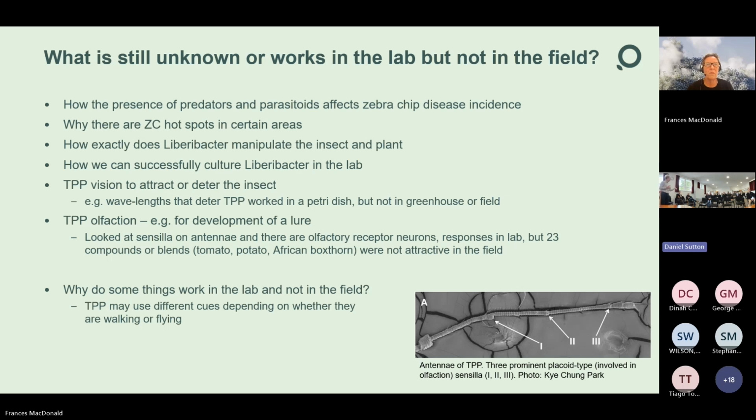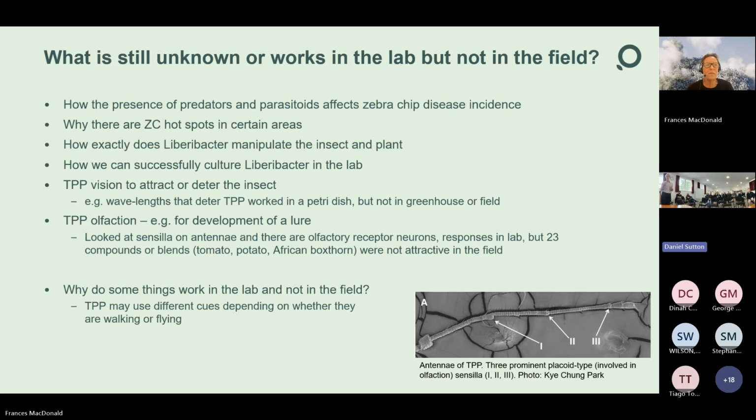Lots of unknowns still, even after all those years. I know that you will talk about it as well, I think, Roger. Yeah. We don't know how the presence of predators and parasitoids affects the zebra chip disease, or if there is a threshold where you go, okay, this is how it works. We don't know why there are zebra chip hotspots in certain areas within New Zealand. We don't know how exactly the Liberibacter manipulates the insect and the plant.